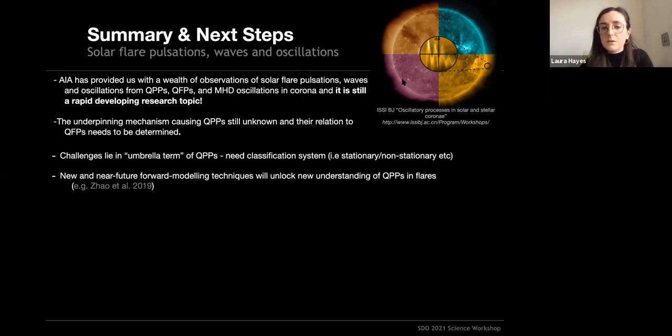So I think as a community, we need to come together on a kind of classification system, trying to determine what are QPPs, and within QPPs, are there more stationary, non-stationary, impulsive decay and things like that. I think what's exciting is looking at near-future forward modeling techniques that have been developed, and there's been some really nice work that has shown the application of forward modeling to compare models with actual observations. And this is a really nice paper, 2019, that looked at pulsations in flares and how they were able to relate it to their model.